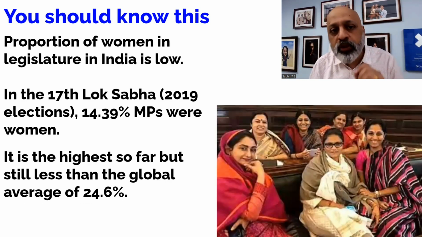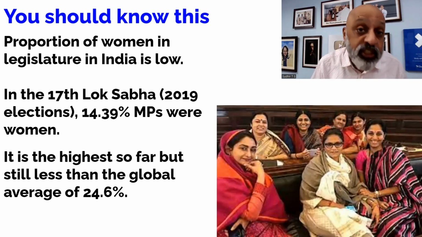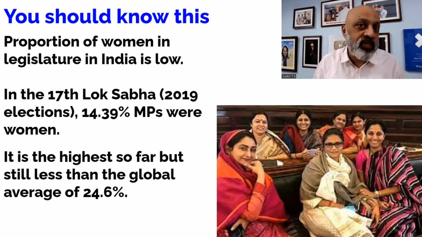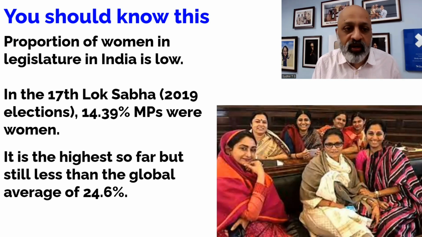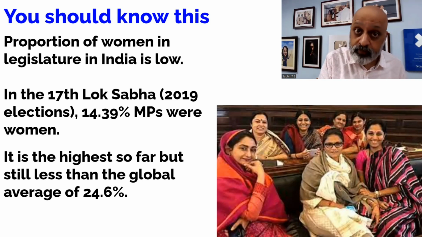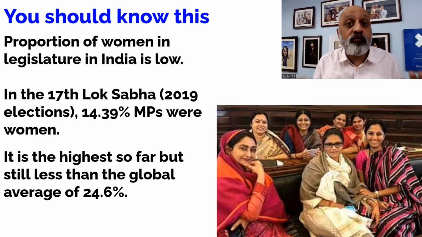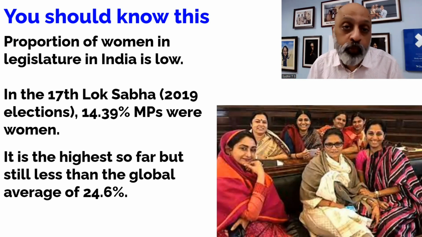Now, the proportion of women in legislature in India, which means the policy making bodies, is low. In the 17th Lok Sabha, that is after the 2019 elections, 14.39% MPs were women, which is the highest so far. But this is important: it is still much less than the global average. The world average of women in legislature is 24.6%.